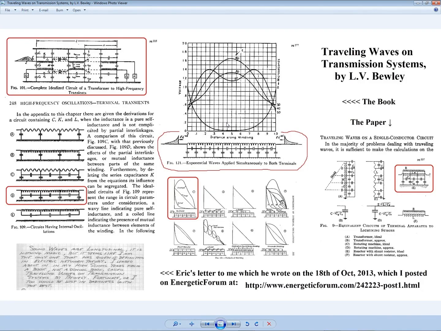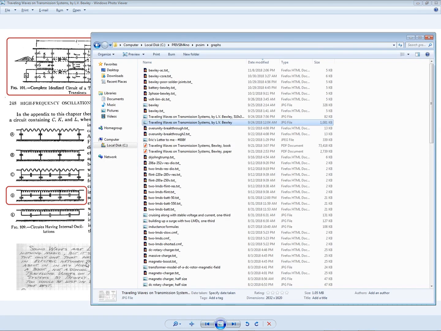So, these are all the various diagrams in Bewley's book and his paper. Here it's from his paper, and these are from his book. This is a section from one of the letters that Eric Dollard had sent me on, let's see, when was it? Here it is.